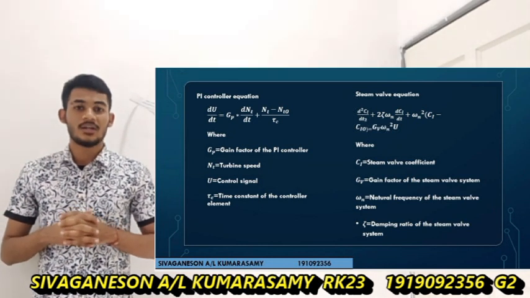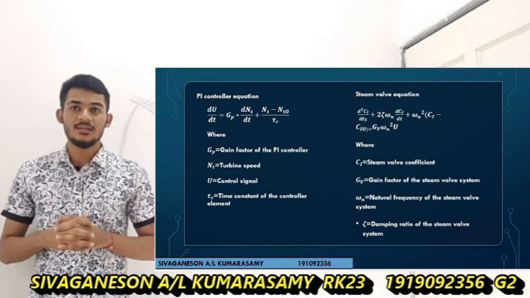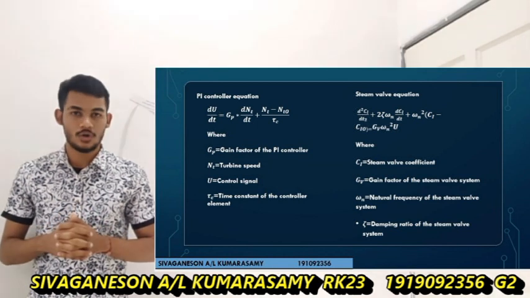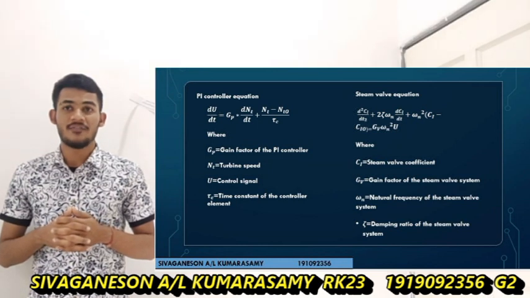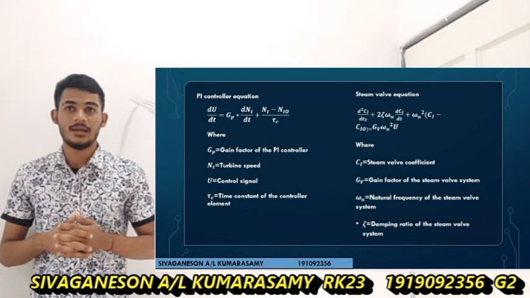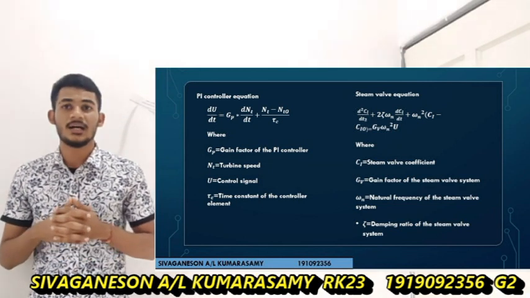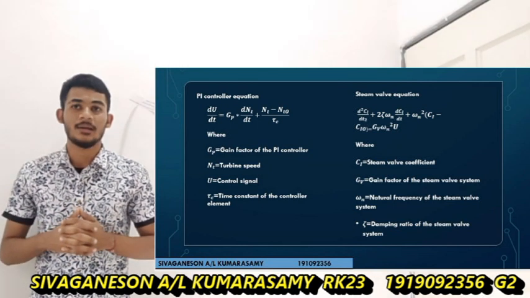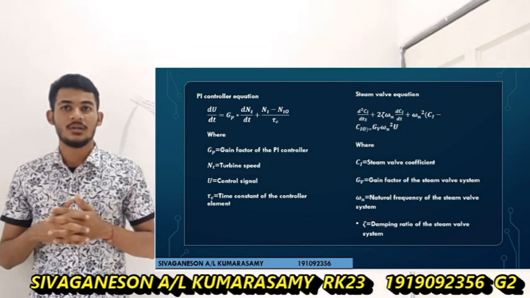Now we want to look at the formula of the PID controller equation, where du over dt equals Gp. Gp refers to the gain factor of the PID controller, times the first differentiation order of Nt. Nt refers to the turbine speed, divided by dt, plus Nt. Nt refers to the turbine speed minus the turbine speed not, divided by the time constant of the controller element. By this, you can find the value of the controller equation.